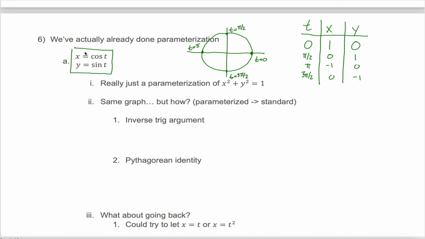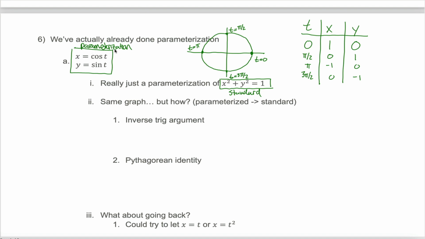Really, all this set of equations is a parameterization of this equation, x squared plus y squared equals 1. The different x and y coordinate pairs that satisfy this equation are all the points around the unit circle. And one way we can parameterize that equation is by letting our particle start here and travel in a counterclockwise direction, taking a time of 2 pi to get around the circle with this parameterization right here.